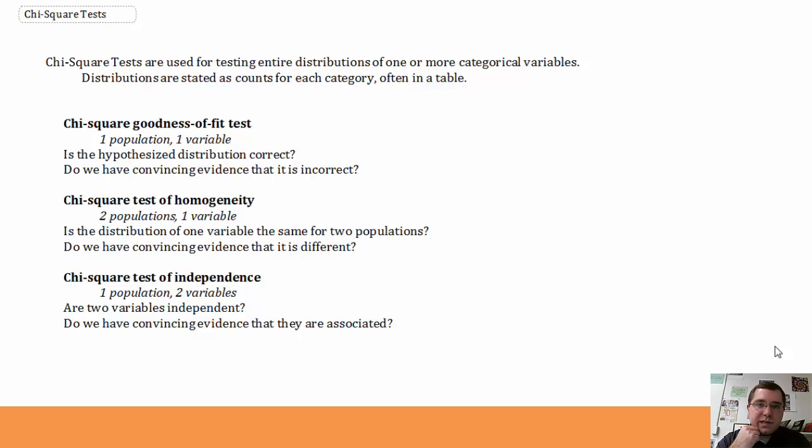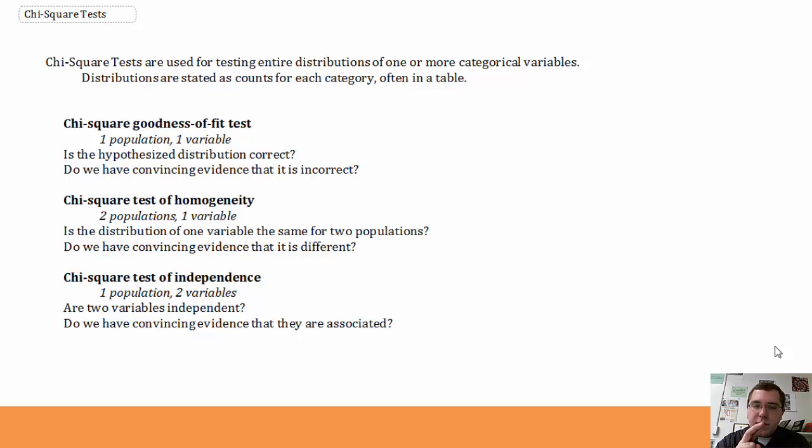And then third, a chi-square test of independence, which is also called a chi-square test of association. That is when we have one population but two variables. So I've taken one sample, but I've asked them two questions. And I want to know, are their responses to those two questions related to each other or not?